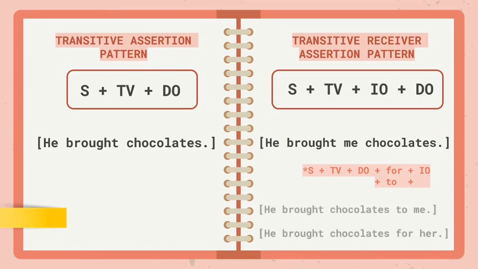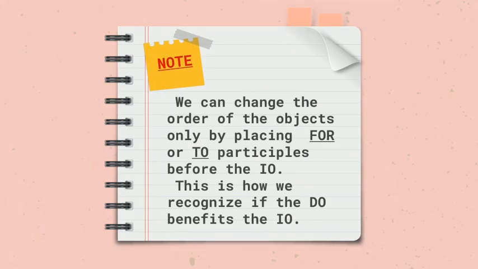See that the order of the first 2 elements is the same, subject plus transitive verb. But in the transitive receiver assertion pattern, we find a variation as for the objects. If we first place the indirect object, it has to be followed by the direct object. But if we want to emphasize for whom the direct object is, we can use the particles "for" and "to", preceded by the direct object and followed by the indirect. Therefore, by doing this, we would be able to recognize whether the direct object benefits the indirect object or not.